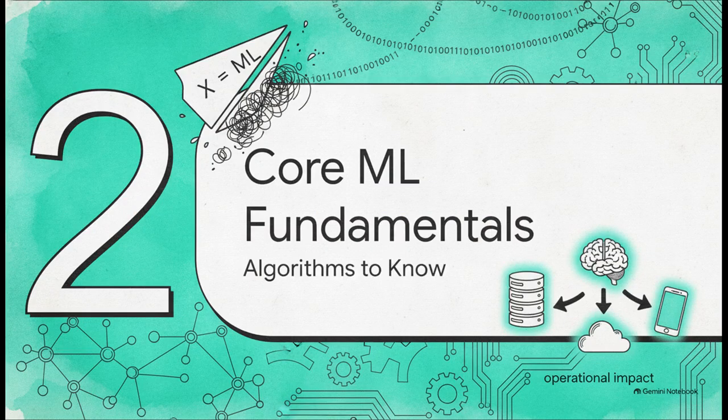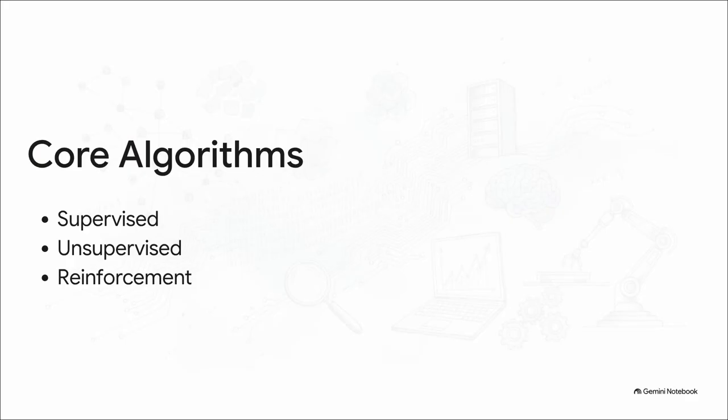Okay, moving right along to section 2, core ML fundamentals. It turns out there are basically 3 fundamental pillars we need to wrap our heads around here. First up is supervised learning. This trains on labeled data to predict specific outcomes, which, by the way, is exactly what's powering your fraud detection and log classification tools right now.